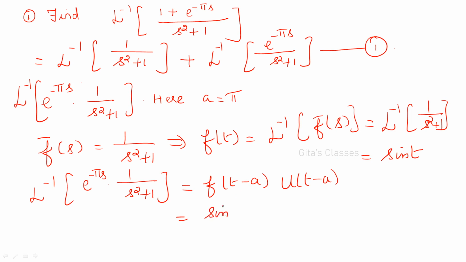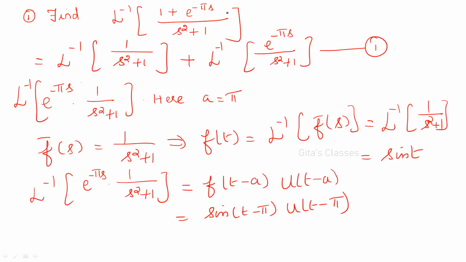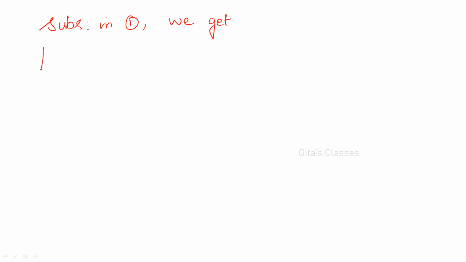So sin of t minus pi into u of t minus pi. A is equal to pi here. Therefore, substituting in equation number 1, we get, that is, in the second term only we have found out like this. Okay, so the first term is sin t. So L inverse of (1 plus e power minus pi s) by (s squared plus 1). This is our required function.